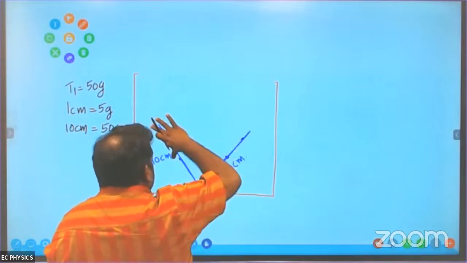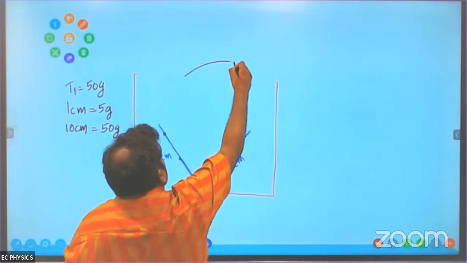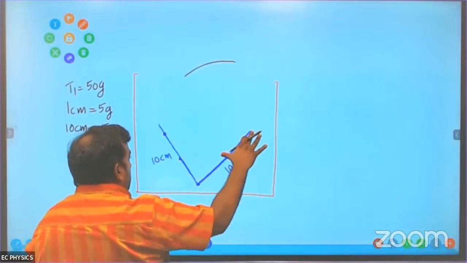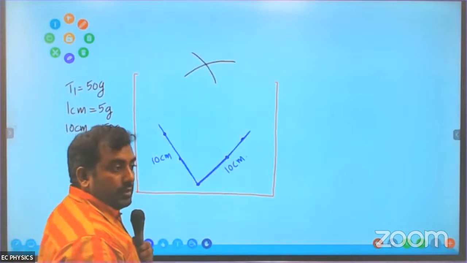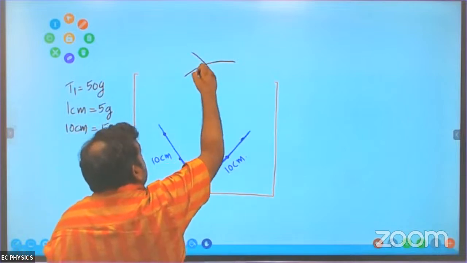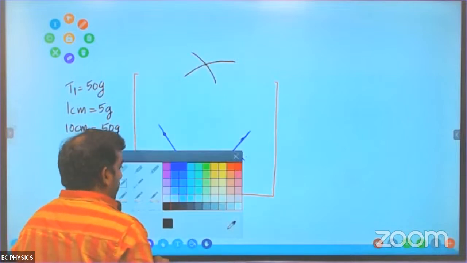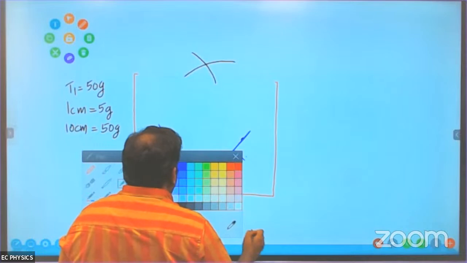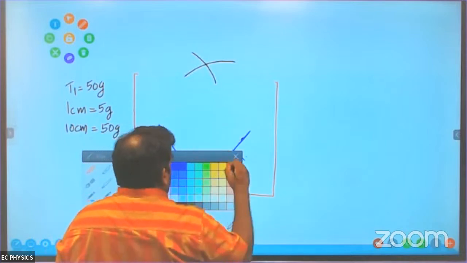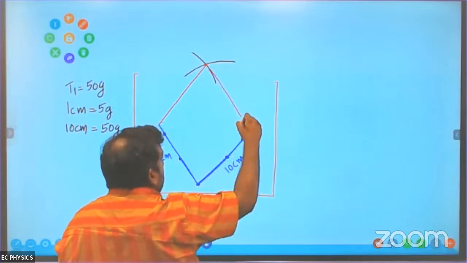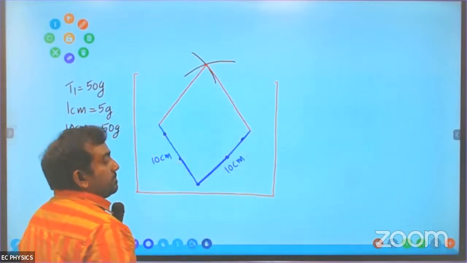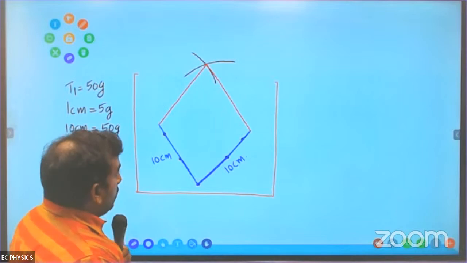So you measure 10 centimeter, here you put an arc. Then you measure here 10 centimeter, here you put an arc. Where both the arcs meet, there you go, that is your point. You join this point and complete the parallelogram. There you go, parallelogram is complete.